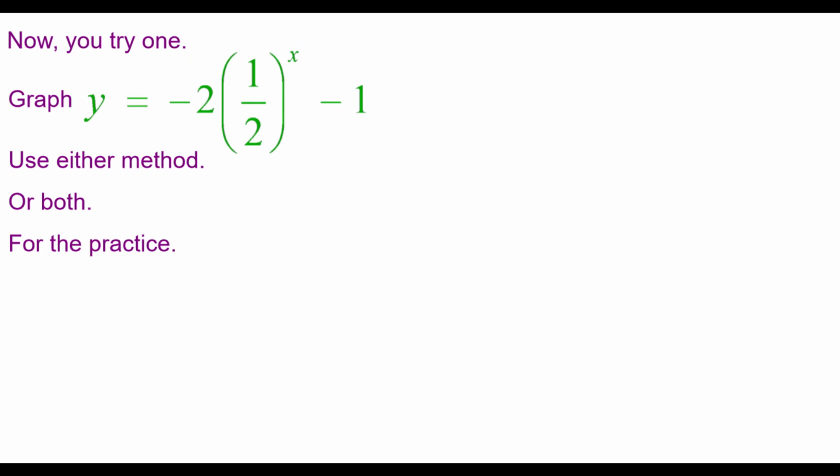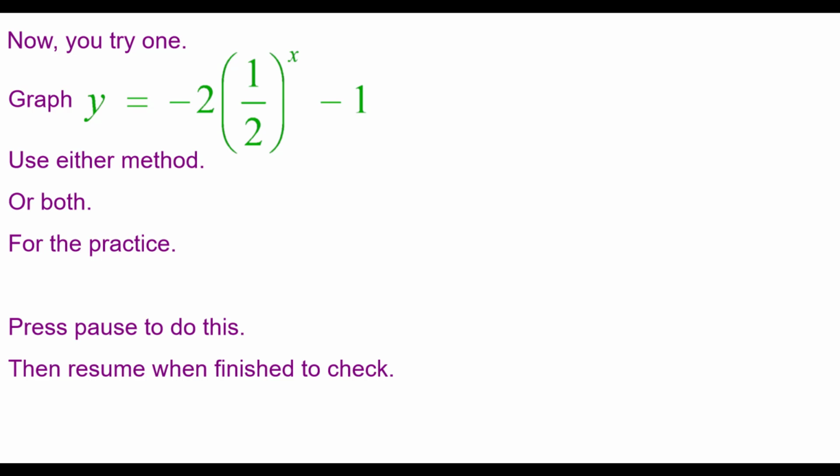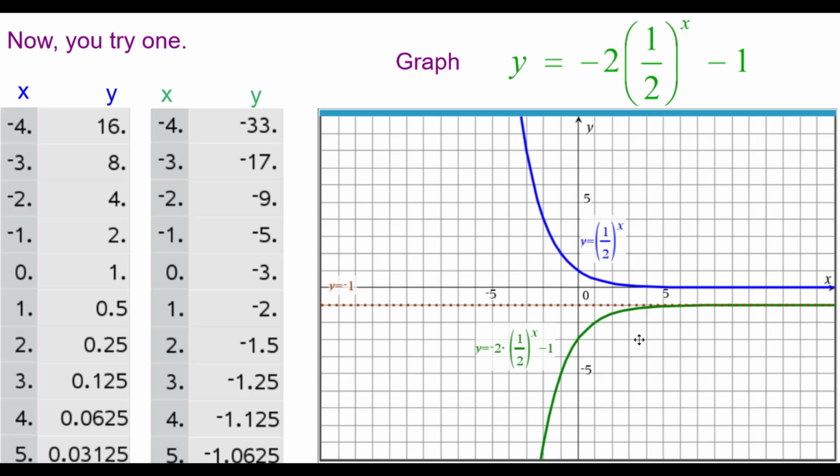Now you try one. Graph y equals -2 times the quantity of 1/2 raised to the x minus 1. Use either method or both for the practice. Press pause right now to do this and resume when you're finished to check your answer. And here's your answer, the graph in green and also the table here in green.